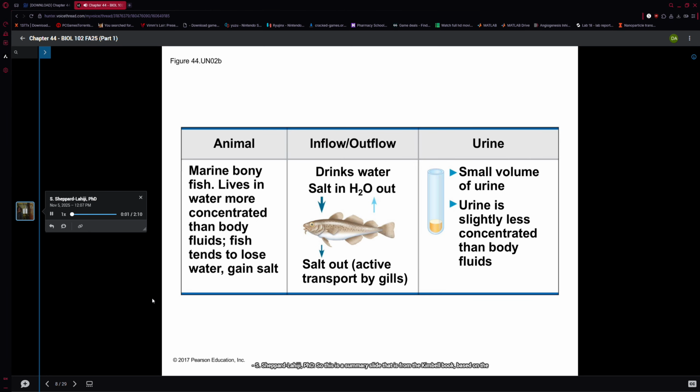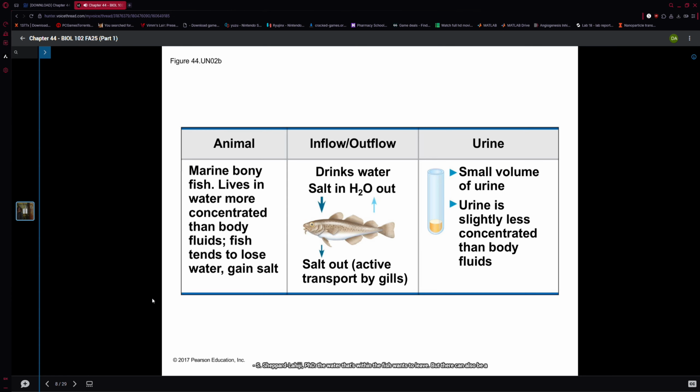So this is a summary slide from the Campbell book based on the illustration that was previously shown. We have the marine bony fish, and the environment is far more concentrated than the body fluids. So the body fluids are hypoosmotic to the surrounding environment, and as a result, fish would lose water. There would be a loss of water as the water within the fish wants to leave.